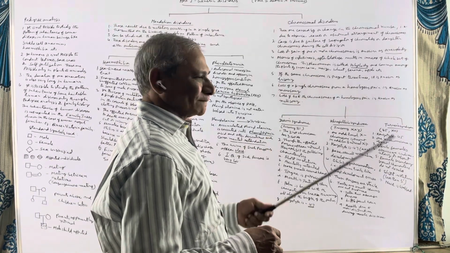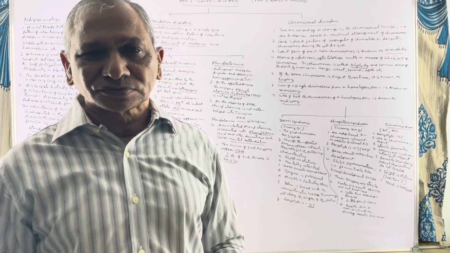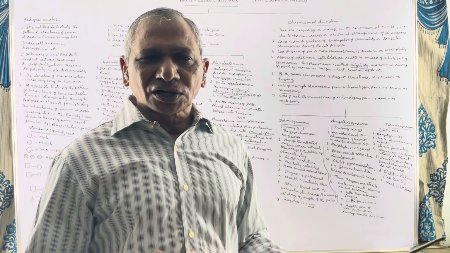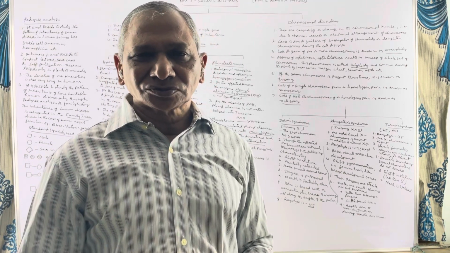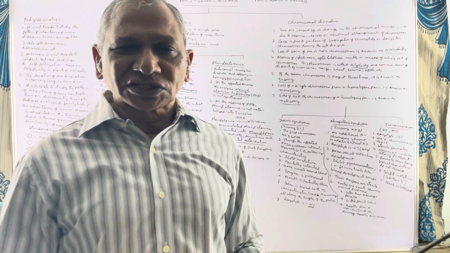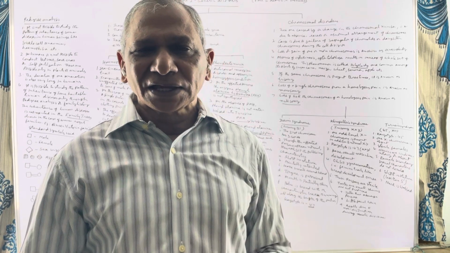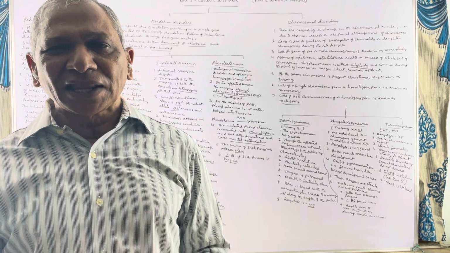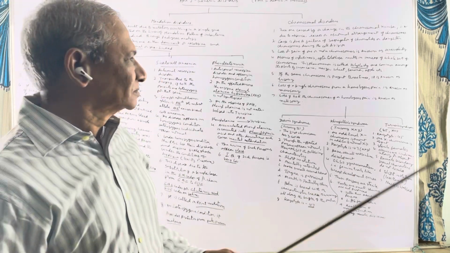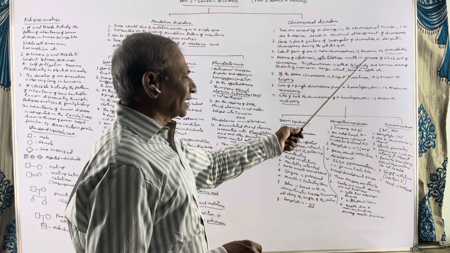Then polyploidy. Polyploidy means addition of a whole set of chromosomes. We have two sets of chromosomes. Each set consists of 23 chromosomes. In polyploidy, instead of 2, we may have 3 sets or 4 sets like that. Polyploidy is not that common in animals, but it is very common in plants. Most of the plants are polyploid. Examples: sugarcane, maize, wheat, banana, apple, etc.